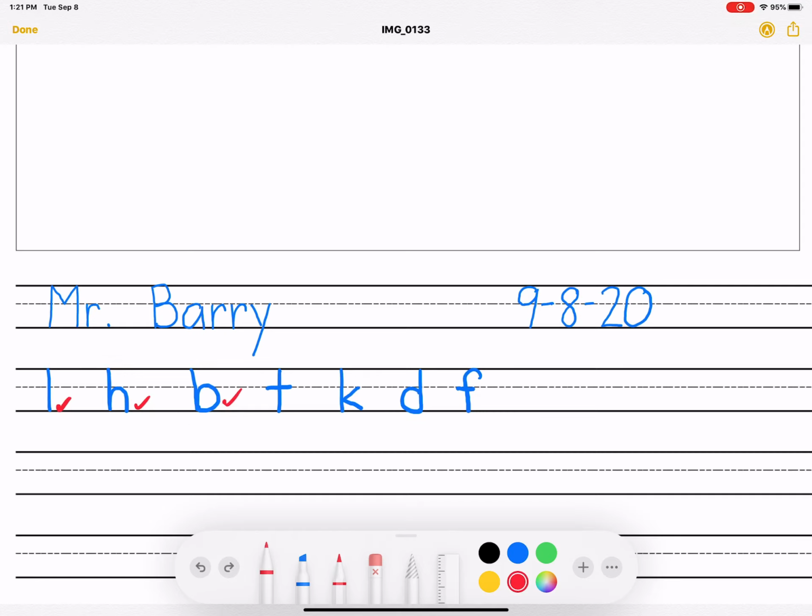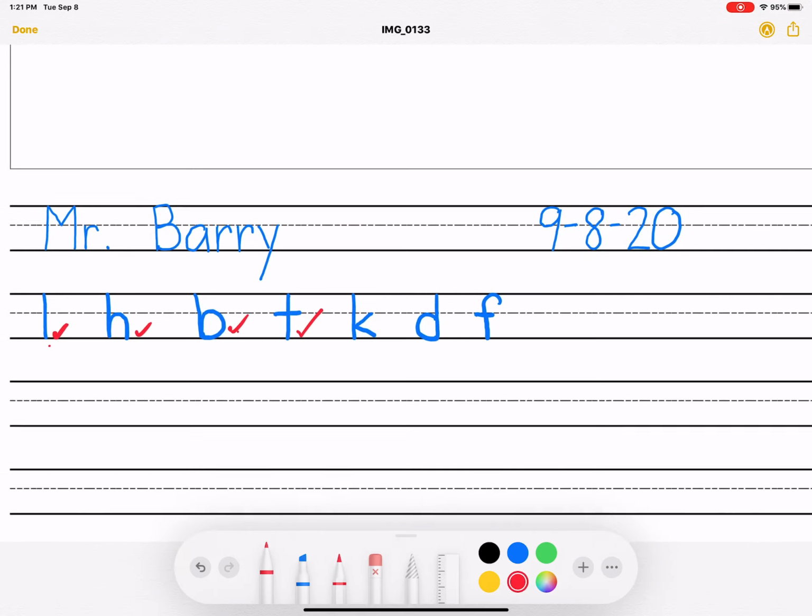We have already practiced the L, the H, and the B, and tasted the letter T today. So we're going to check that one off too, and we're going to practice this letter T. After that, there'll be 3 more tall lowercase letters that we'll finish up this week, and we'll be done with those tall lowercase letters. So now let's practice that letter T.